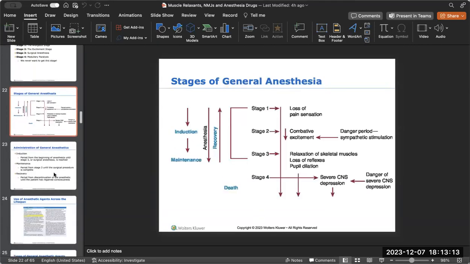This is just a summary of how it works, right? So in stage 1, we're losing some of that pain, right? The pain that they had, that they're getting, is going to be lost from whatever the surgical procedure is trying to do. We're going to have that competitive excitement where basically they're really stimulated sympathetically and they're trying to get out of it. And we're like, no, you're not going to get out of it. We're going to give them a little bit more. And then they're finally relaxed and you're able to do the surgery. But if it gets to stage 4, it can lead to death.